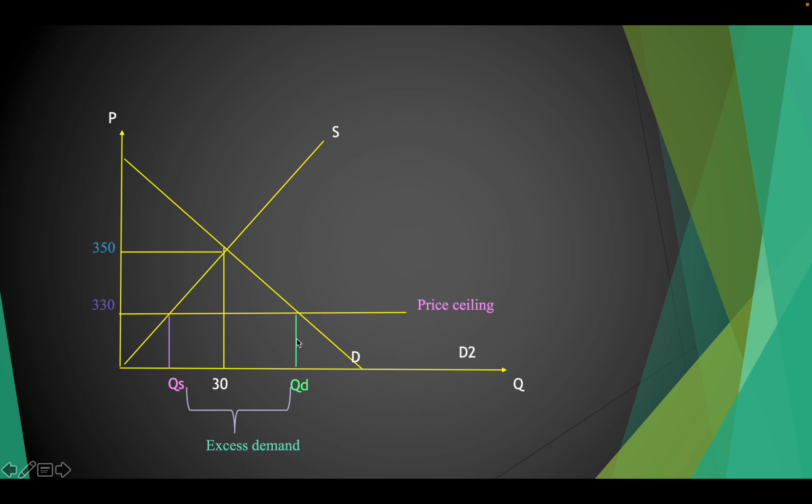For that, the quantity, we call it quantity demanded, QD. Then the supply curve, where the price ceiling, maximum price, intersects, that place is the QS, quantity supplied. So you can see that quantity supplied is less than the quantity demanded. The quantity demanded is greater. So QS to QD is the excess demand. So when the government imposes the price ceiling, we get the excess demand.